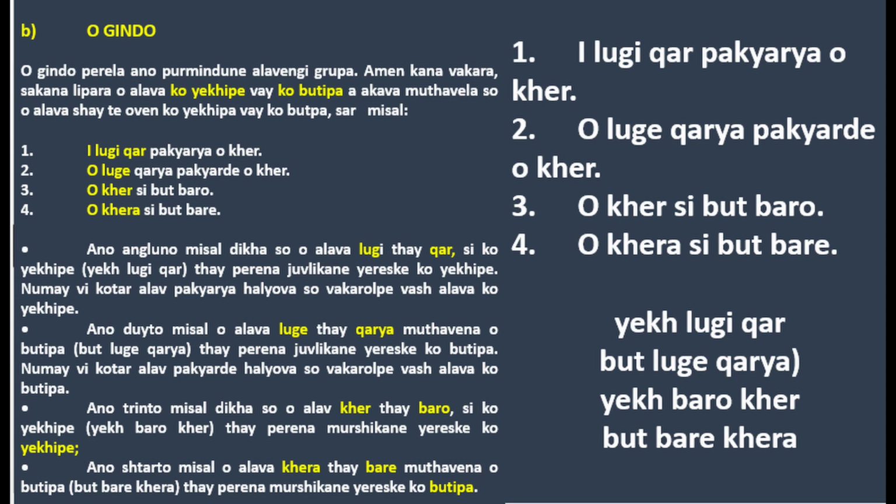2. O luj karya pakyard okher. The long blades of grass have covered the house. 3. Okher c but baro. The house is very big. 4. Okera c but bare. The houses are very big.